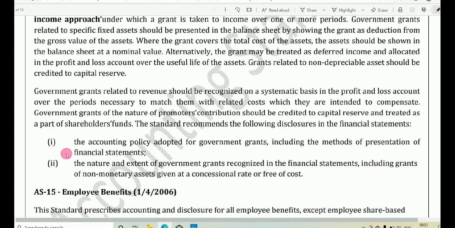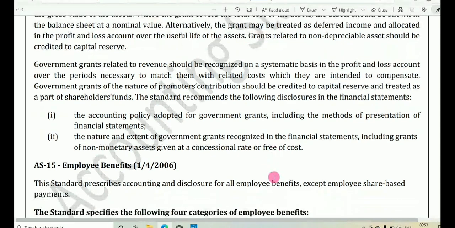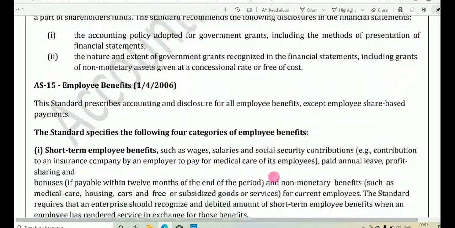Number 1, the accounting policy adopted for government grants, including the methods of presentation in the financial statements. Number 2, the nature and the extent of government grants recognized in the financial statements, including grants of non-monetary assets given at a concessional rate or free of cost. So, this is Accounting Standard number 12, that is accounting for government grants.